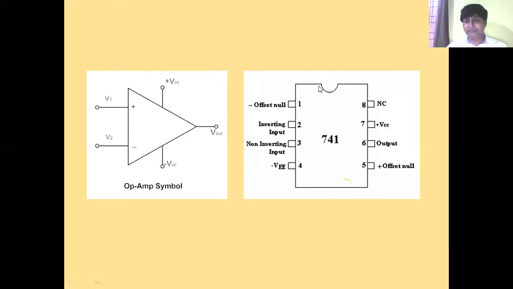So it has a reference. We have to start from the left side of a notch. This is called the notch of the IC, and we have to consider the left first pin as number 1. We should not start with this side. We have to start with this side.